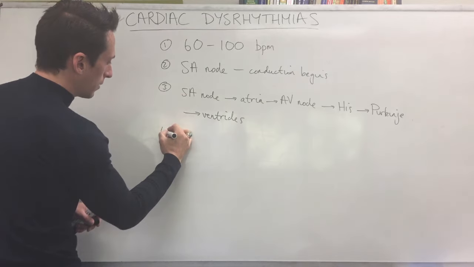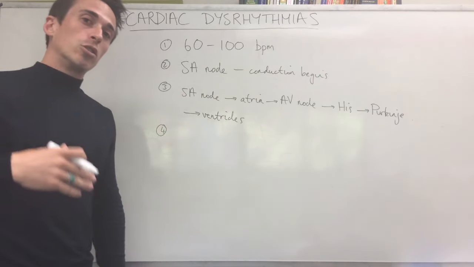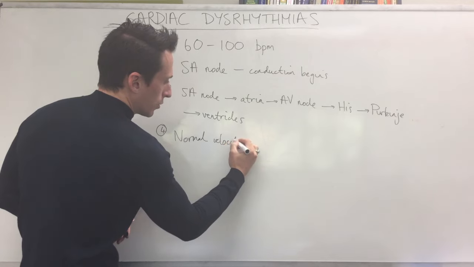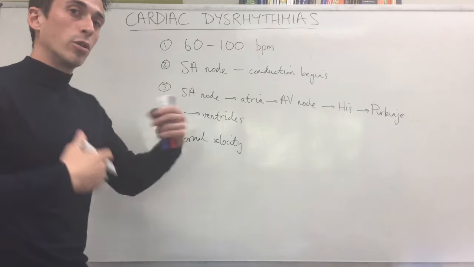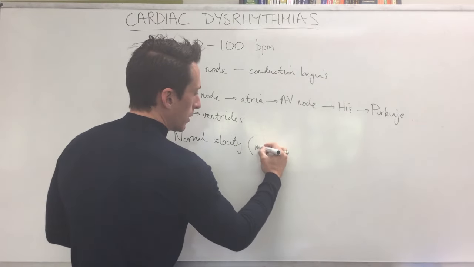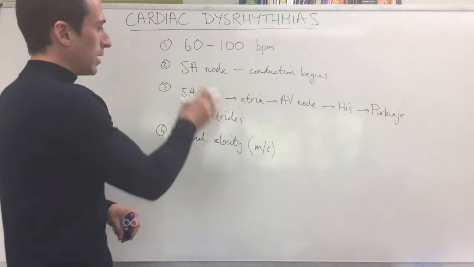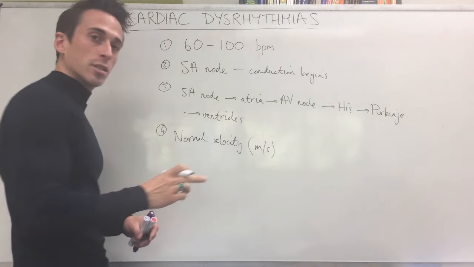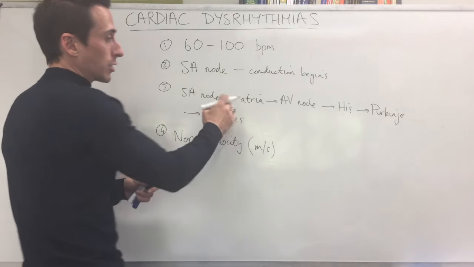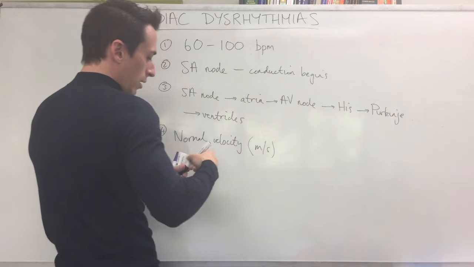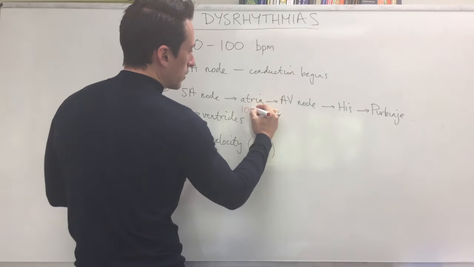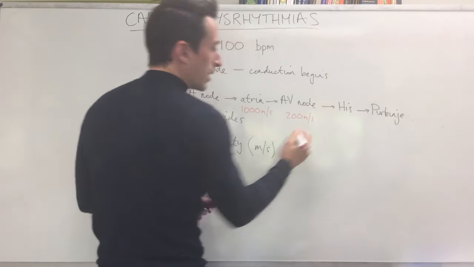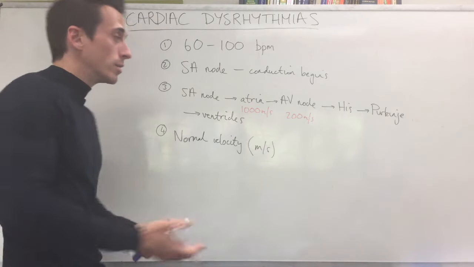And the fourth and final point is that depolarization or conduction should occur at a normal velocity. Now, what does that mean? Velocity is not speed, but it's got to do with distance per time, which in this case, we're going to say is meters per second. So that means that the action potential or depolarization events should propagate throughout these particular components of the conduction system at their normal velocity. And their normal velocity is actually quite different for each one. For example, the normal velocity of the action potential for the atria is 1,000 meters per second, and the normal velocity for the AV node is only 200 meters per second. But that's the normal velocity for those particular components of the conduction system.